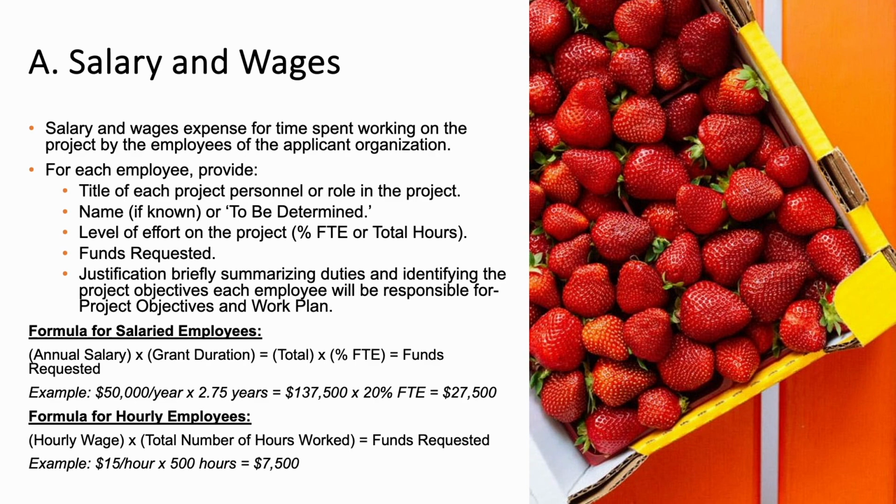Category A is for the salary and wages expense for employees working on the project. This section should only include people employed by the applicant organization and whose time and effort will be covered by SCBGP funds. If people from other organizations will be paid with grant funds, those costs should be listed under contractual. In the salary and wages table provided, enter each employee's name if known, and their title or role in the project. Note that if the name of the employee is not yet known, enter to be determined.